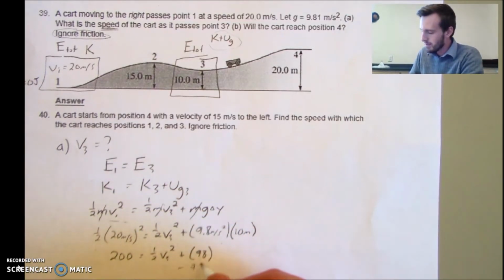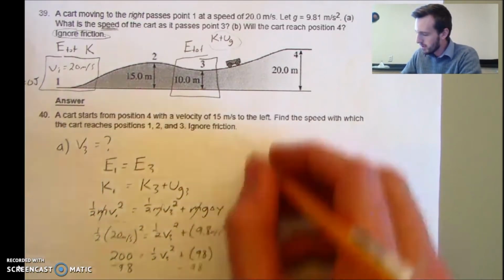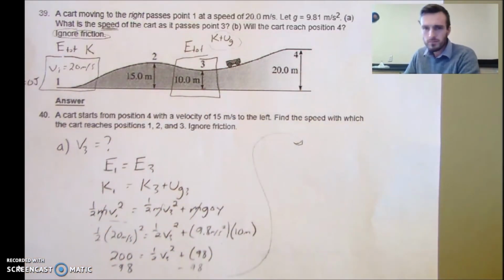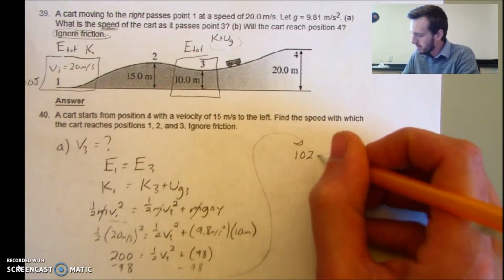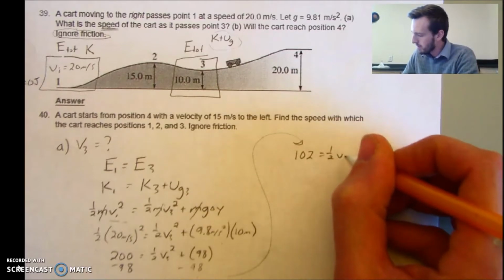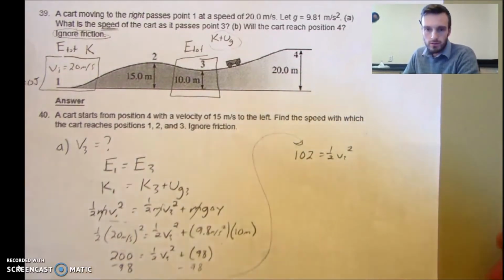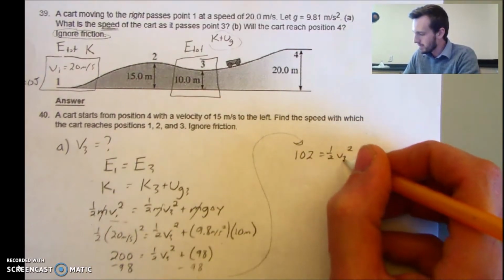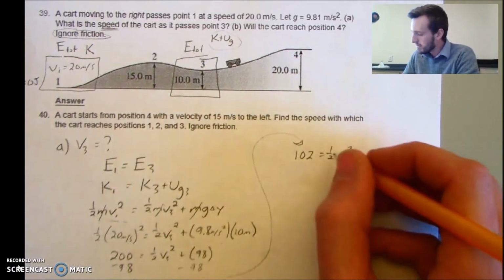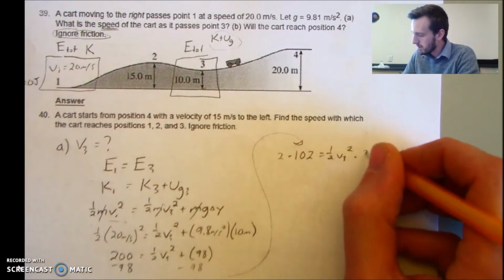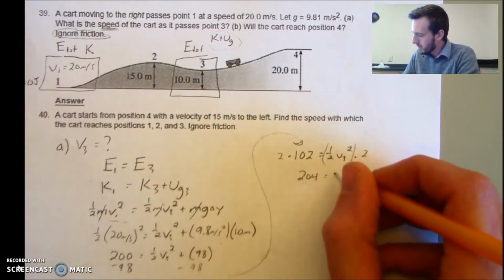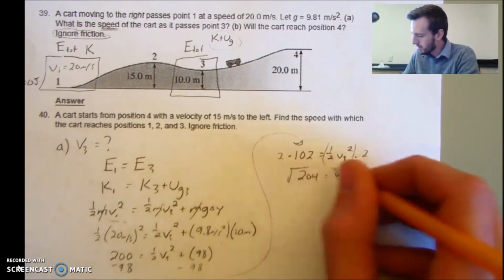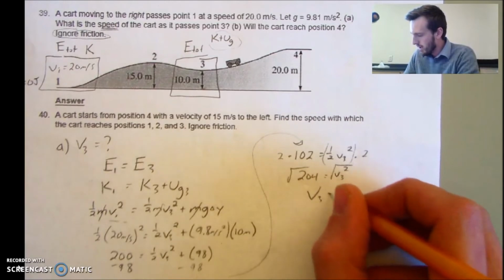You would subtract 98 from both sides, and it looks like on your screen you're running out of room, so I'm just going to go ahead and continue this problem right over here. So you hang with me on that one. All right, so that would get us 102 on this side equals 1/2 of V3 squared. Of course, if you want to solve for that, this is 3, sorry about that. If you want to solve for the V3, you'd have to multiply both sides by 2. All right, that would get us 204 equals V3 squared. And of course, the final step is just to take the square root, and we're going to get a number.